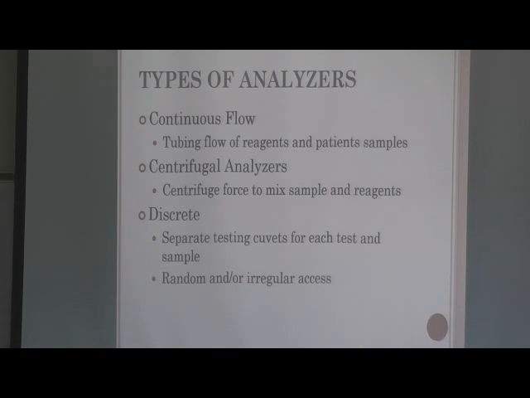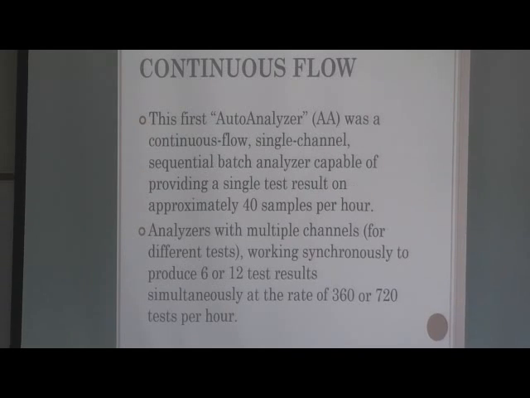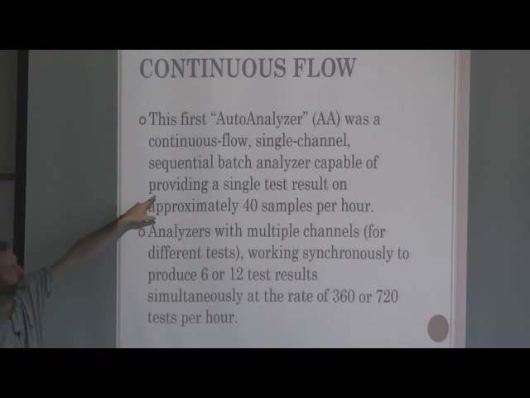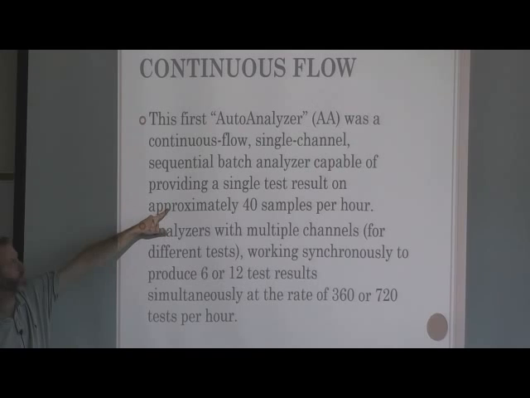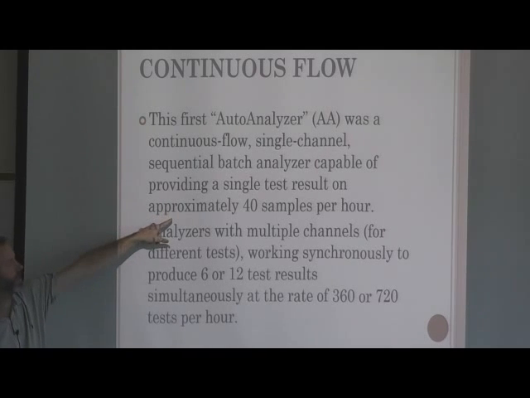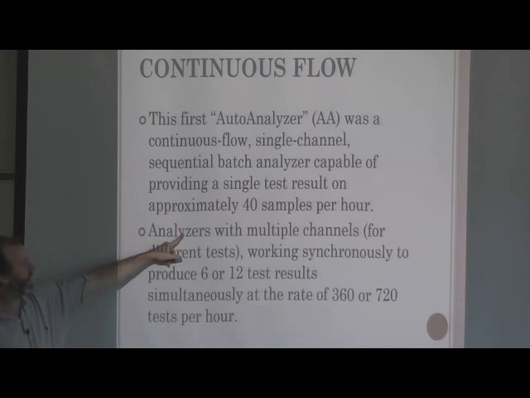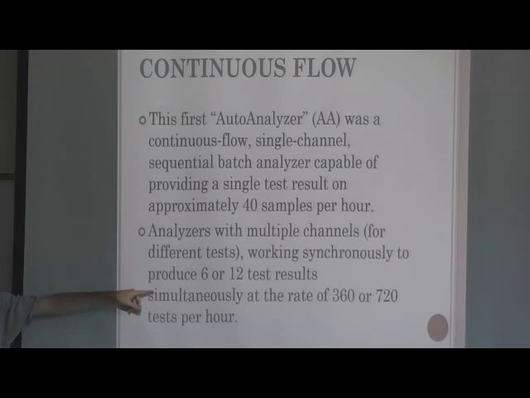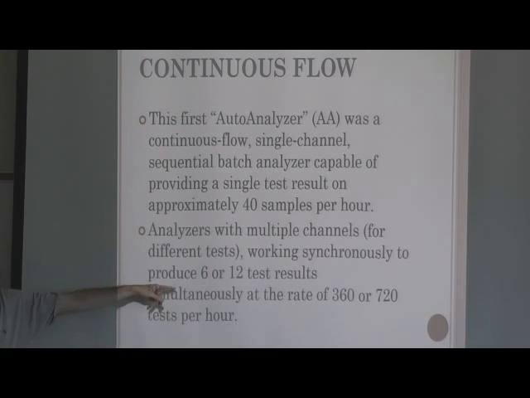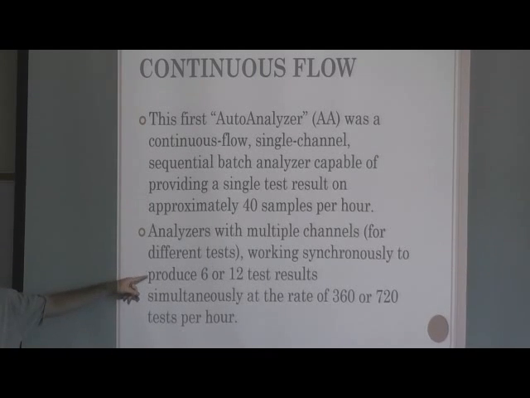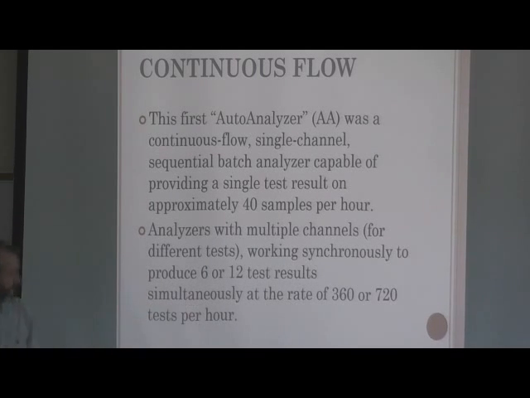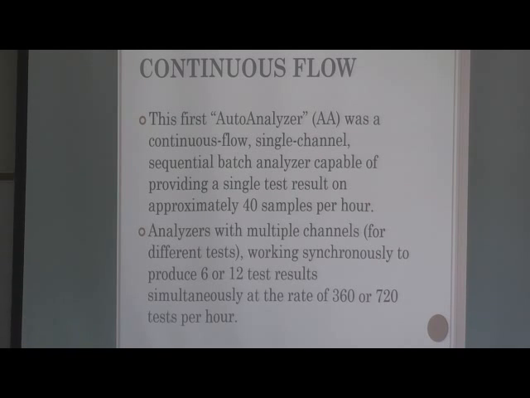So the continuous flow, the first auto analyzer, was a continuous flow, single channel sequential batch analyzer capable of providing a single test result on approximately 40 samples per hour. And analyzers with multiple channels can work at the same time, produce 6 or 12 results, and produce 360 to 720 tests per hour. So it's a lot of throughput there, right?